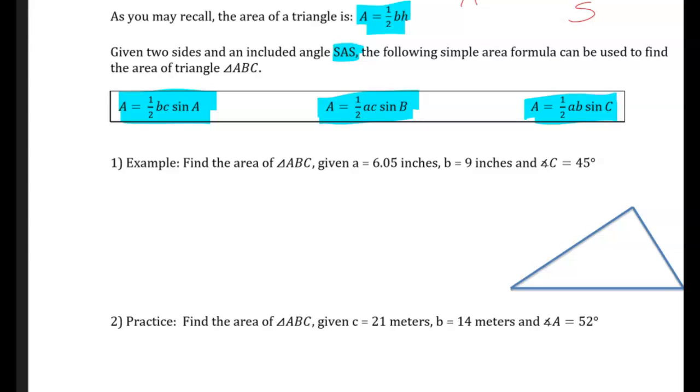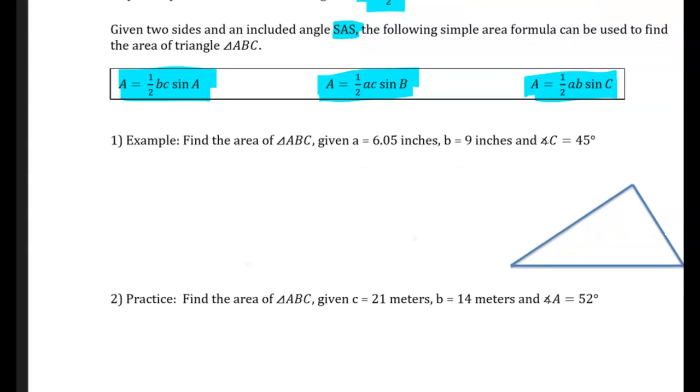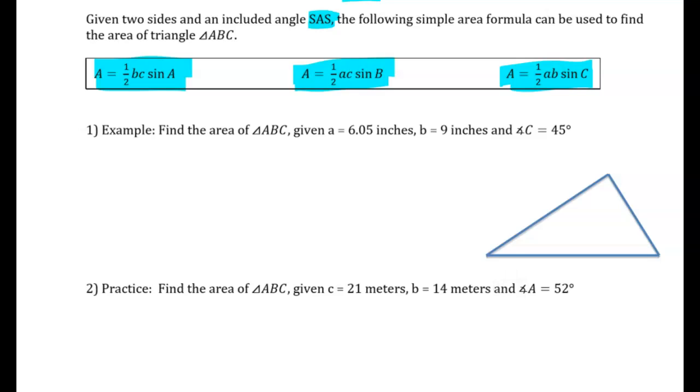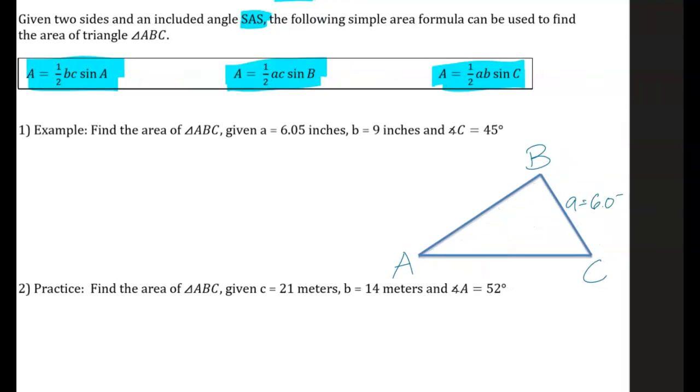Okay. So here, we'll do this example. Find the area of triangle ABC, given that a is 6.05, b is 9, and angle C is 45. So as always, we need to label our triangle. It doesn't matter where you put these letters, as long as your sides across from the angles are consistent. So it gives us side length a, which is across from angle A, is 6.05. And it gives us b, which is across from angle B, is 9. And then this angle right here, angle C, is 45 degrees.